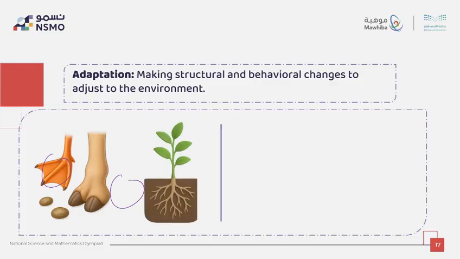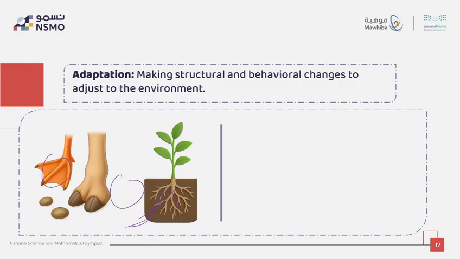Okay. Plant roots. Plants in dry environments develop deep or wide roots to absorb as much water as possible. This helps them survive with limited water. So when it's dry, the roots go down.